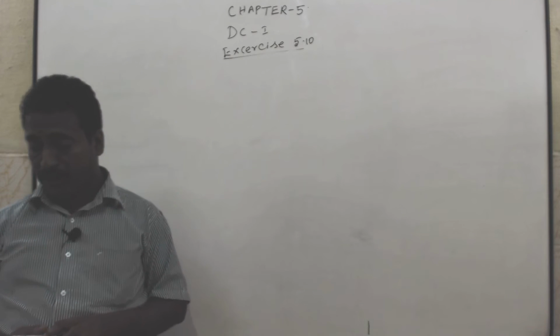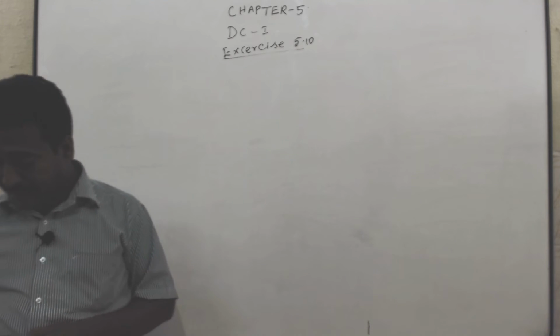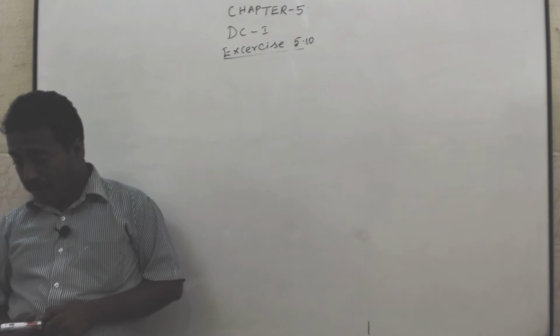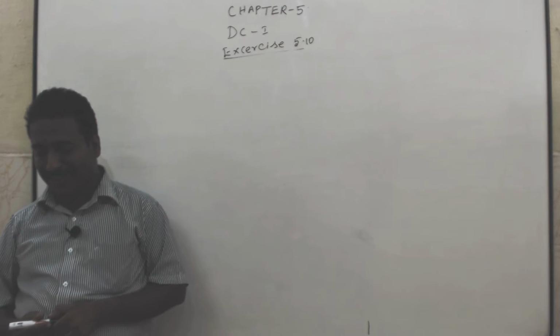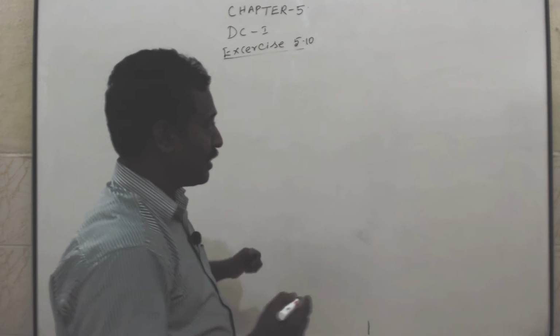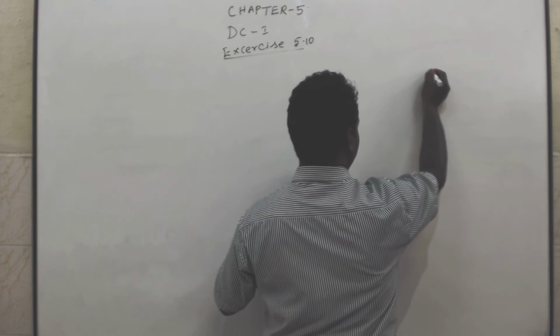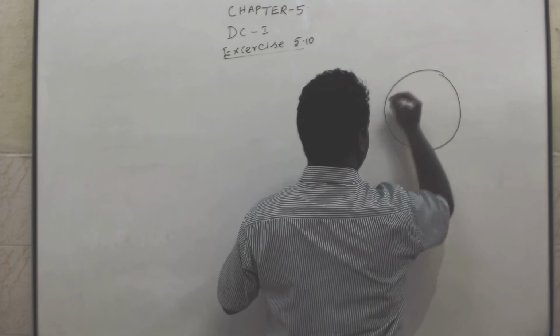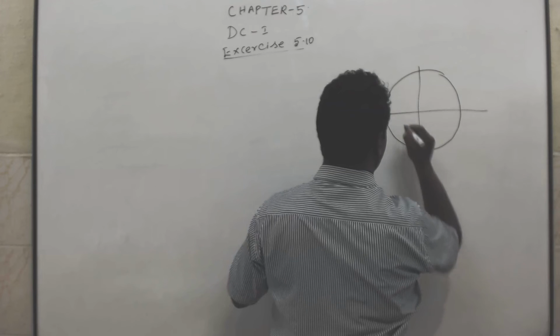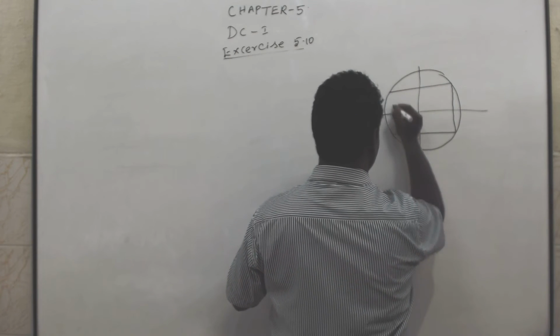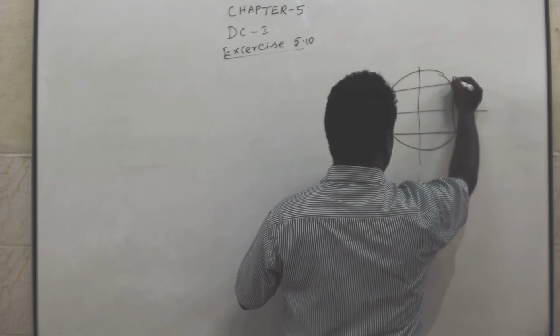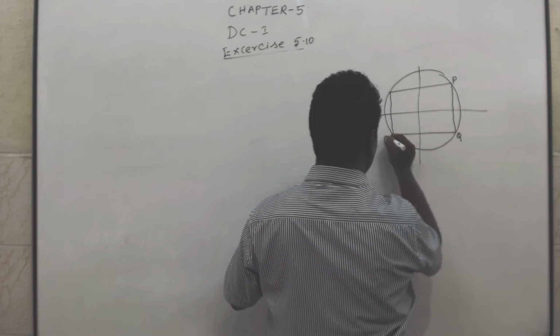Sum number 5. Find the dimensions of the rectangle of largest area that can be inscribed in a circle of radius r. Draw one rectangle in this circle. Just consider P, Q, R, S.